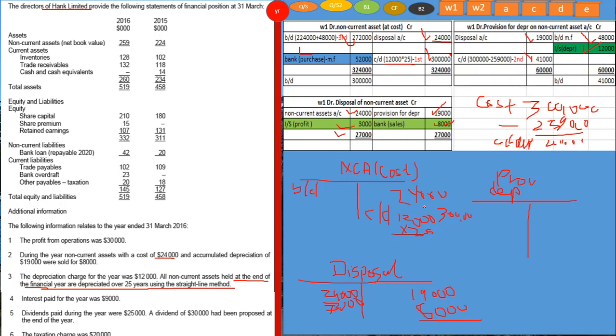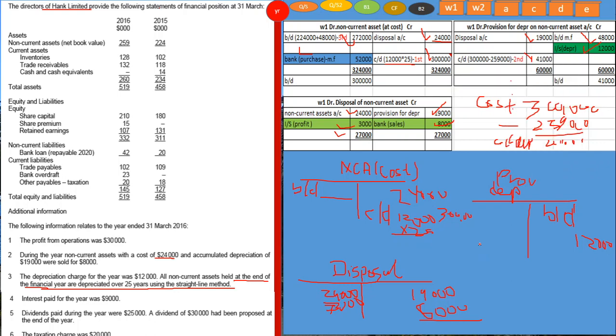So when you get these two data, you still don't have the opening balance. To get this opening balance, you need to first prepare the provision for depreciation account. Here we have the opening balance on the credit side, but you don't have the data for this. This has to be taken out, so I just wrote BD. Now depreciation for the year is given, 12,000. You can look down here: depreciation charge for the year was 12,000. That's here, 12,000. Then we don't have BD.